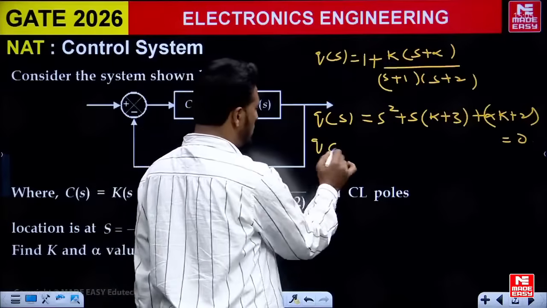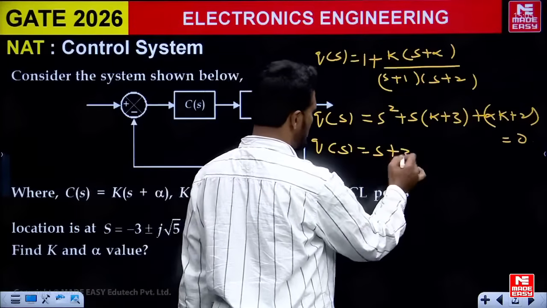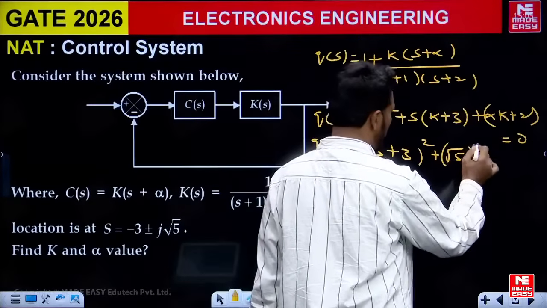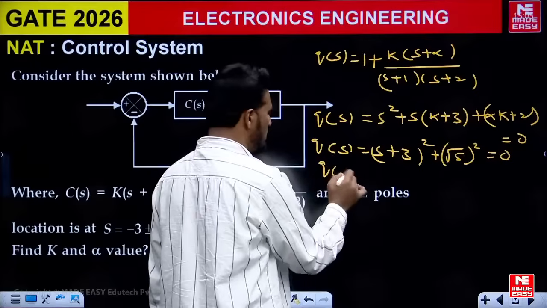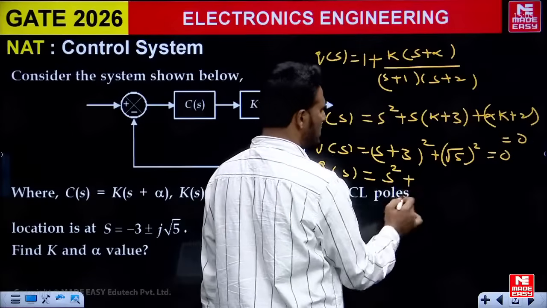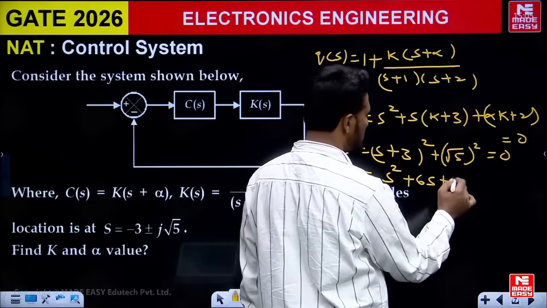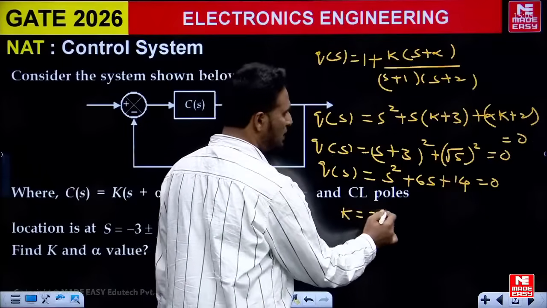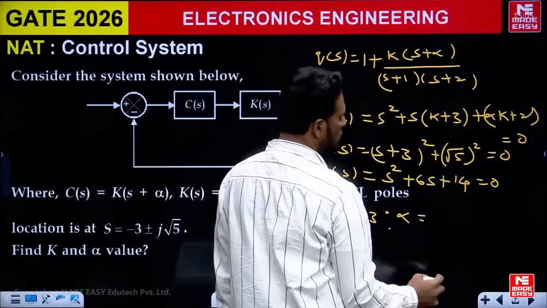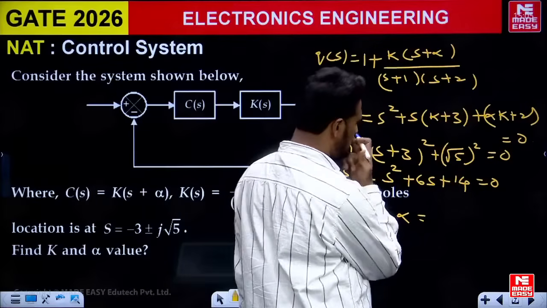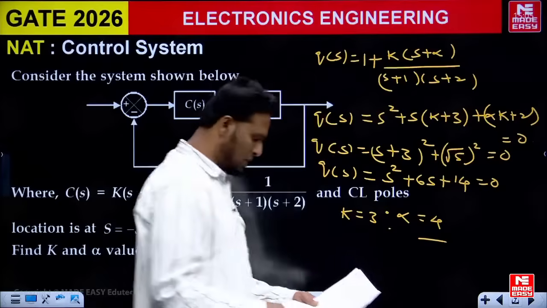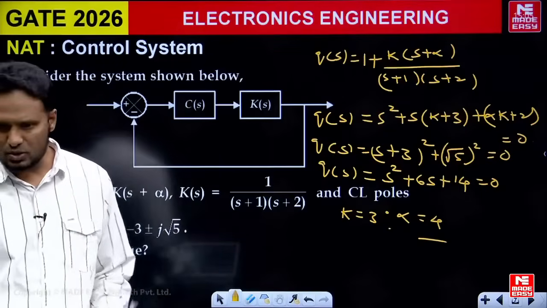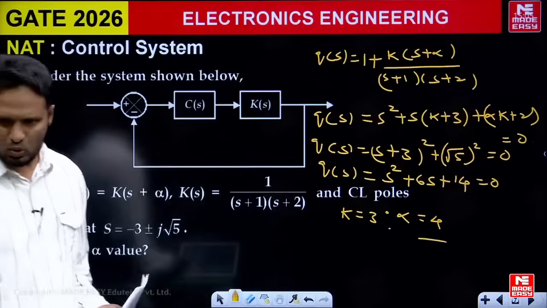Now, according to the location of the poles, the characteristic equation should be (s plus 3) square plus root 5 square equal to 0, which becomes s square plus 6s plus 14 equal to 0. So the K value becomes 3 upon comparison, and alpha value becomes 12 by 3, that is 4. So the value of alpha is 4 and the value of K is 3. Yeah, that's good. Also getting the same thing.